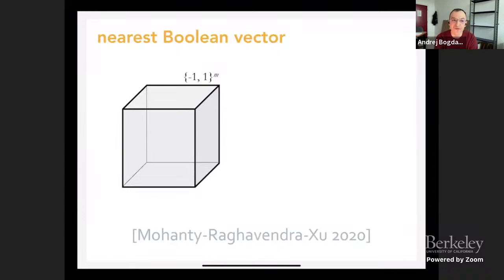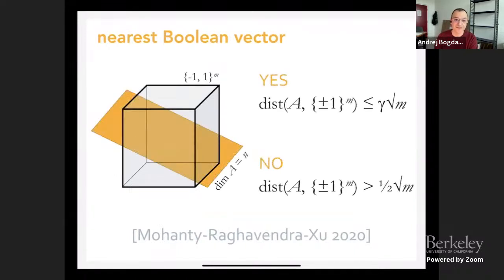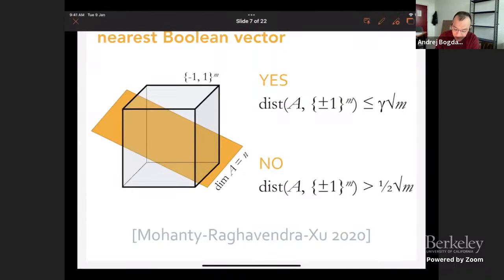And the problem I want to talk about today is called the nearest Boolean vector problem. So it's this simple, very natural problem, which was introduced in work by Mohanty, Raghavendra, and Shu in 2020. So the question here is, we have the Boolean cube, the m-dimensional Boolean cube. And now I take some n-dimensional linear subspace. And I want to distinguish between two cases. The yes instances are subspaces which are close to the cube, and the no instances are subspaces which are far from the cube.